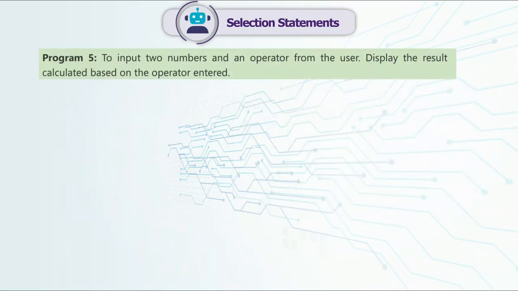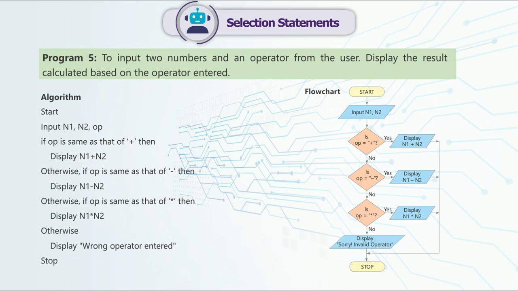Program 5. To input two numbers and an operator from the user. Display the result calculated based on the operator entered. Algorithm. Start. Input N1, N2, op. If op is same as plus, then display N1 plus N2. Otherwise, if op is same as minus, then N1 minus N2. Otherwise, if op is same as multiplication, then display N1 multiplied N2. Otherwise, display wrong operator entered.